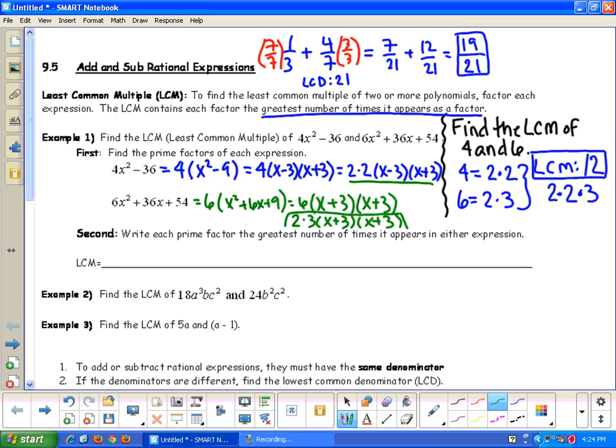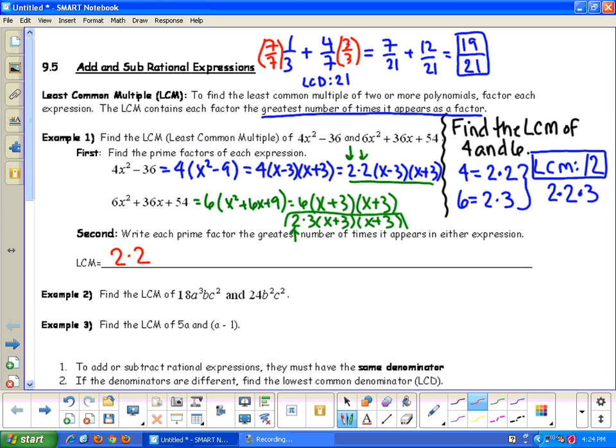So let's start with our numbers first. 2. I have in the first equation one 2 here, and I have 1 2 in this equation. So the greatest number of times it appears in either would be 2. So I have 2 times 2.